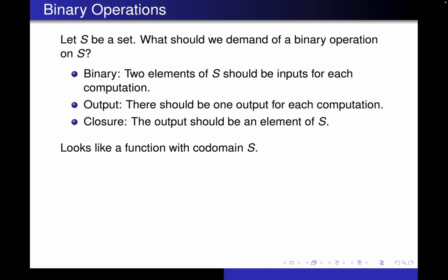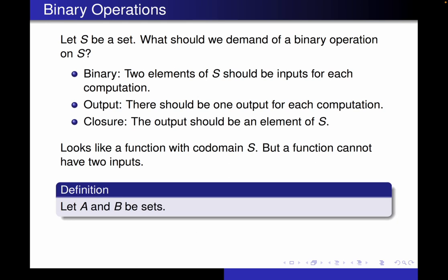And what that looks like is a function with codomain S. Codomain meaning your outputs are going to be elements of S. But the domain is a little bit tricky because you can't have 2 inputs to a function. So the question is, how do you take 2 inputs of a function and make them look like 1 input? Or maybe, sounds a little sneaky, how do you make them actually be 1 input?